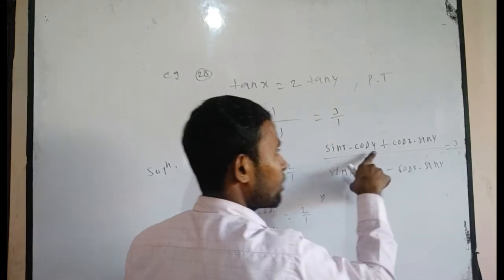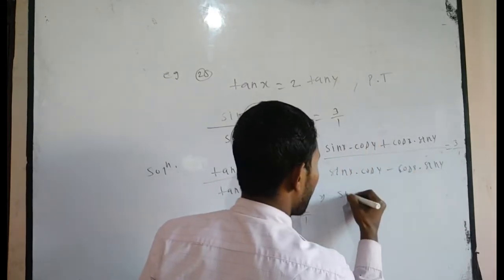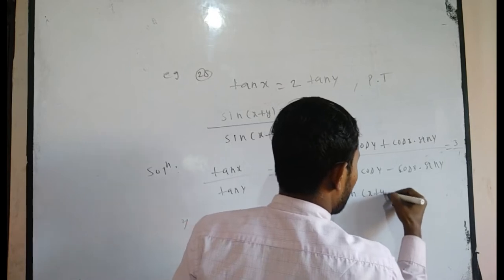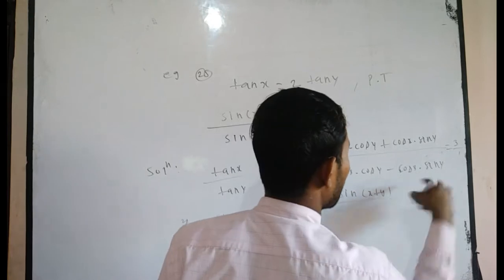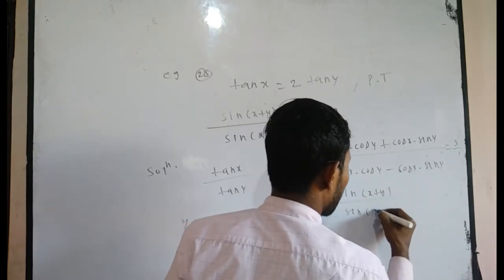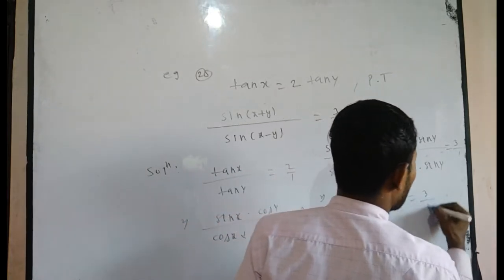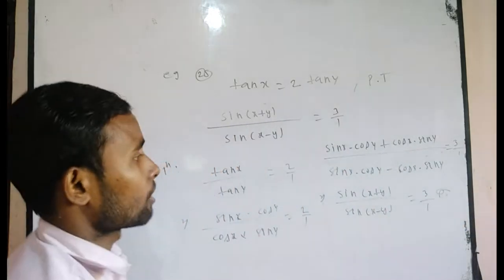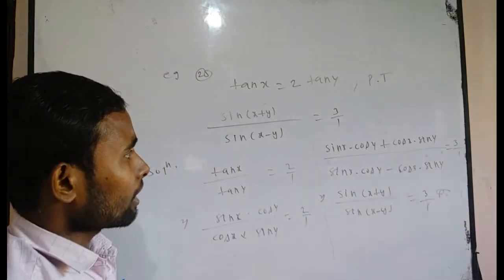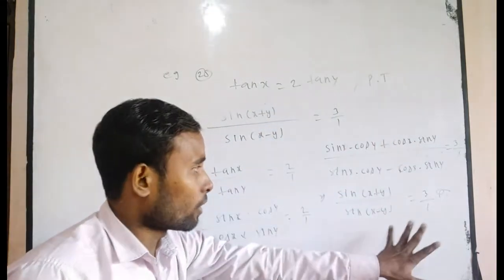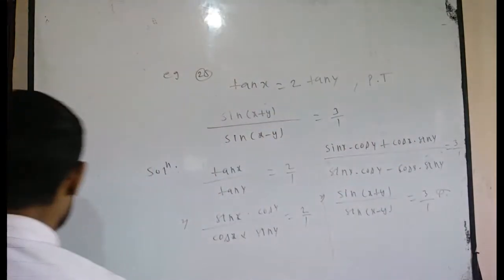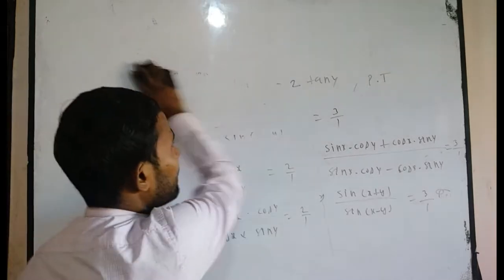Now sin a into cos b plus cos a into sin b will be sin(x+y). In the denominator you get sin x into cos y minus cos x into sin y, that will be sin(x−y), which is equal to 3 by 1, which is your required answer. That means sin(x+y) divided by sin(x−y) is equal to 3 by 1, which is your required answer. Now we take the next problem.